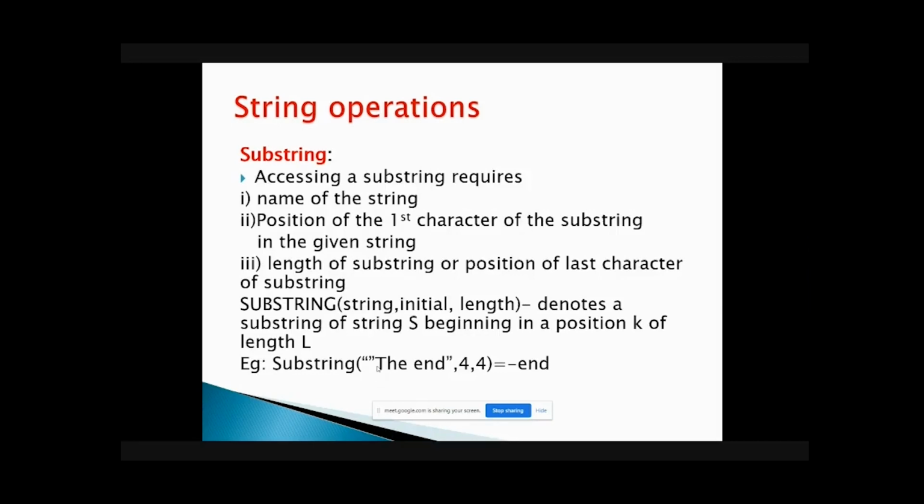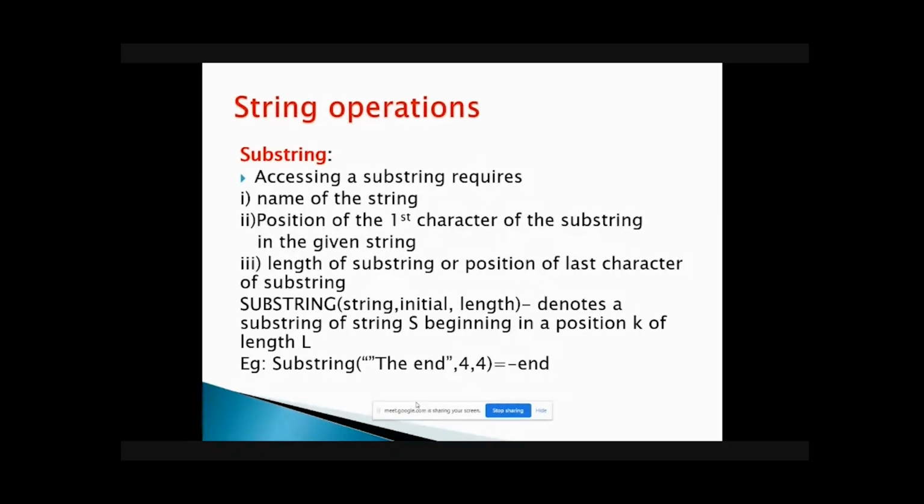It's the blank space, because T is the first position, H is the second position, E is the third position, and the blank space is the fourth position. From the fourth position onwards, the total length of your substring is 4. So what substring will you read? Blank space, E, N, and D. So it will return blank space, E, N, and D.